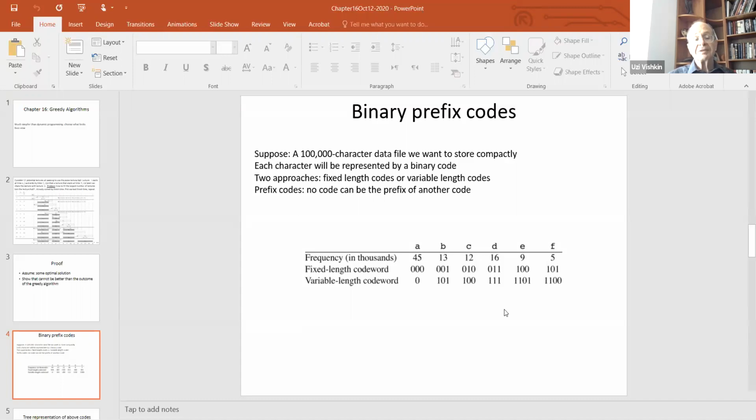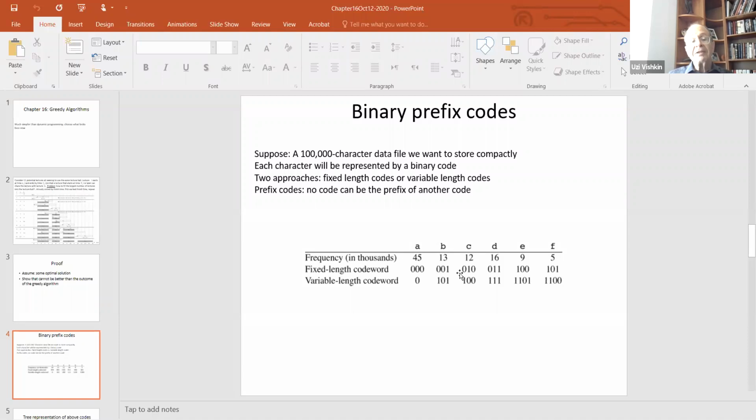But the question is, what I would like is to take this 100-character data file, so it comes as a string, and I would like to use the smallest number of bits to represent it. Clearly, if I have 100,000 characters, and you give me these codes, what will be the total length of the code? It will be 300,000 bits, if I use fixed length, right? And the question is, can I do better?